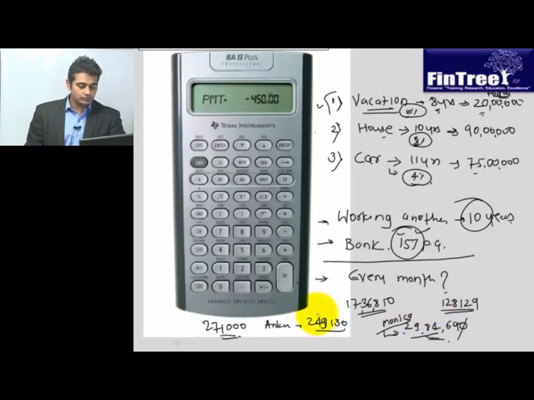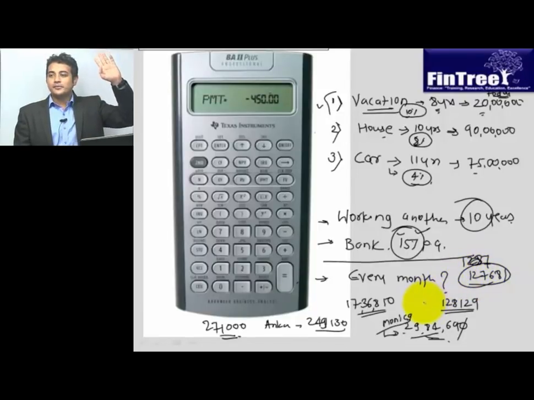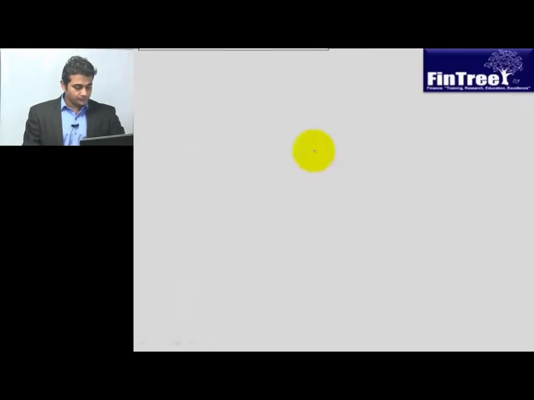How much, Weber? 1 2 8 7. How much, Ankur? 127 681. How many of you are getting 127 681? Wonderful. Okay. Let's check where it has gone wrong.